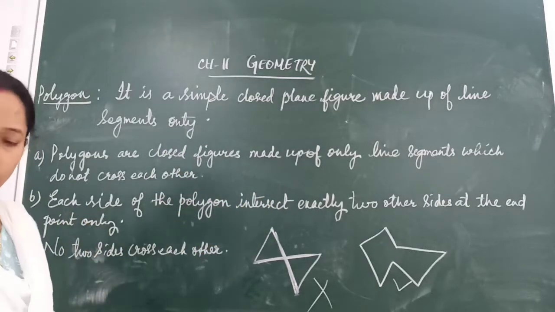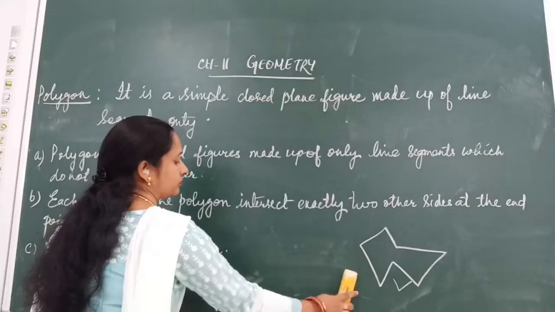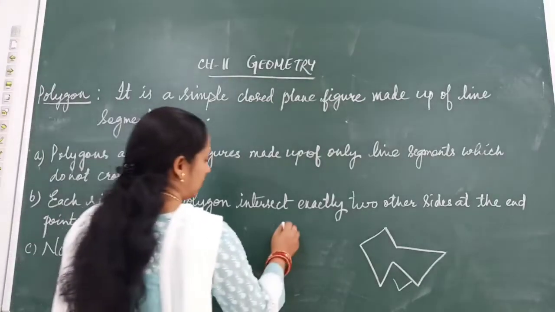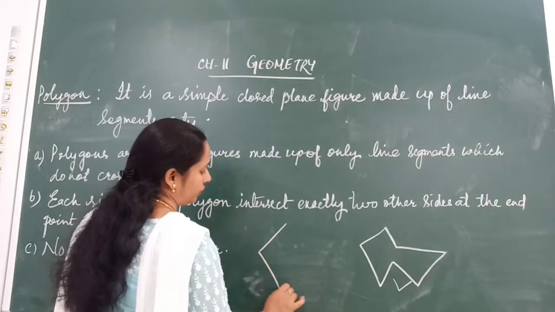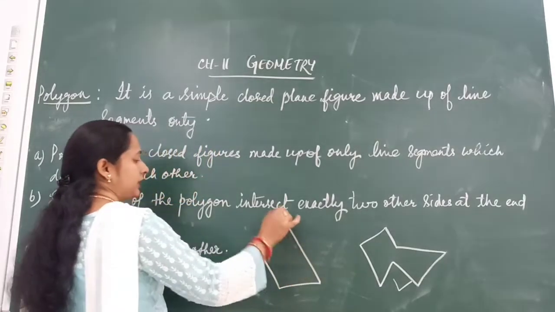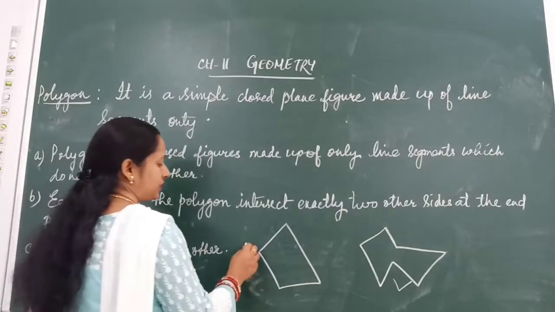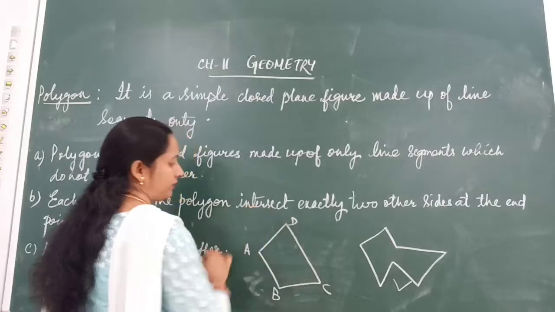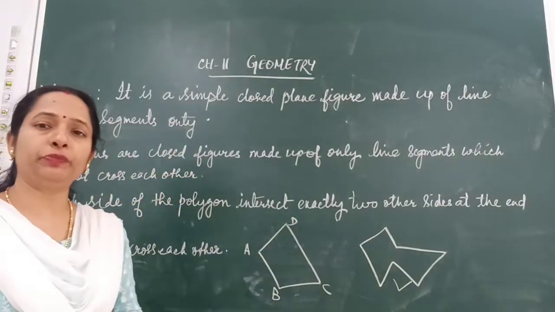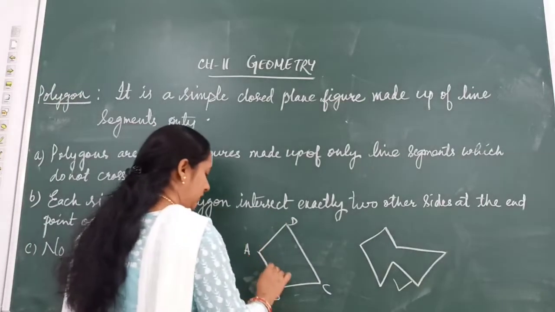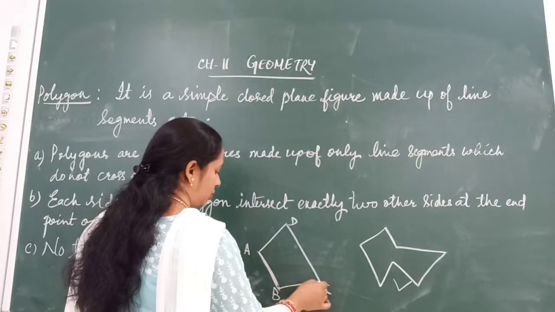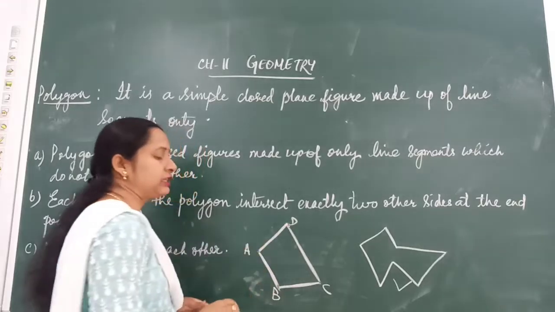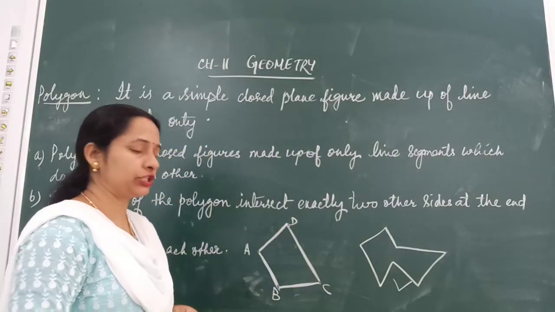Next point is, each side of the polygon intersects exactly two other sides at the end points only. Now here I am drawing a polygon for you. Let me name this polygon as A, B, C and D. Now in this particular polygon we have 1, 2, 3, 4 sides. It's a polygon made up of 4 sides.